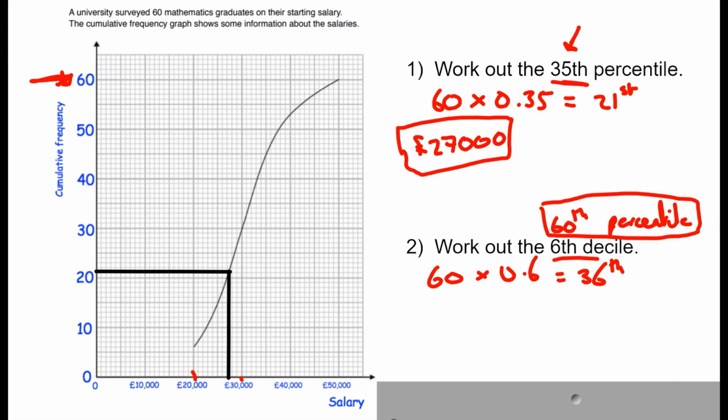We get our ruler. We find where 36 is and draw across until we hit the line. And then we're going to draw down and read it off. So our 60th percentile is, that's 30, 1, 2. So we've got 32,000.